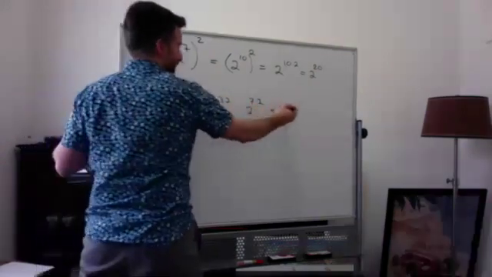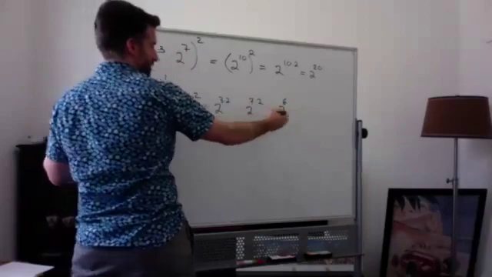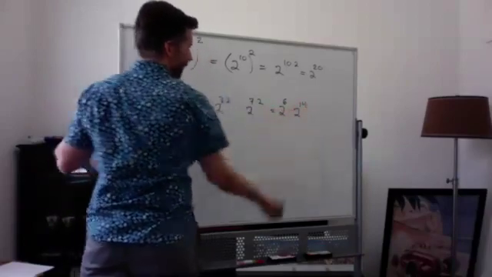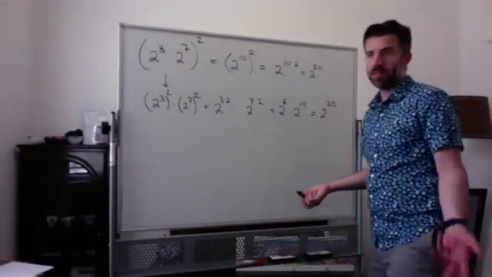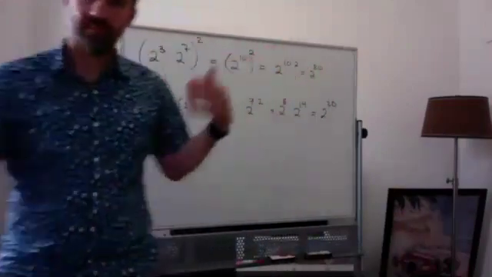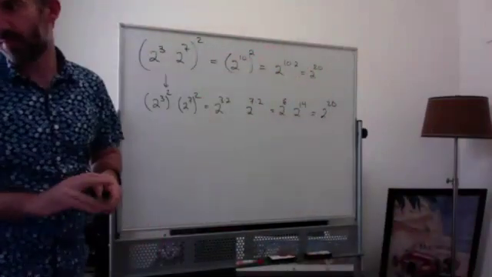3 times 2 is 6. It's 2 to the 6 times 7 times 2 is 14. And then 2 to the 6 times 2 to the 14, we add the powers, and we end up getting 2 to the 20. Same deal, just a different way of getting there.